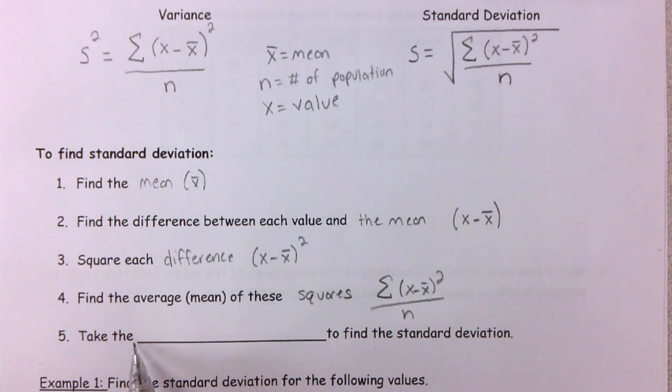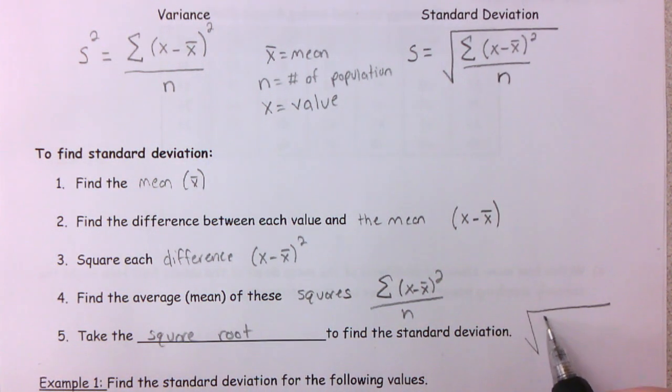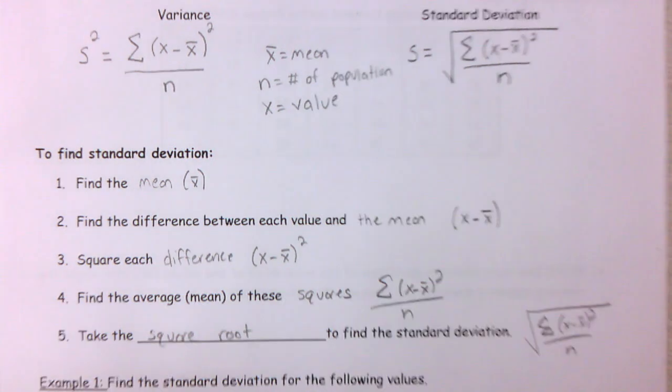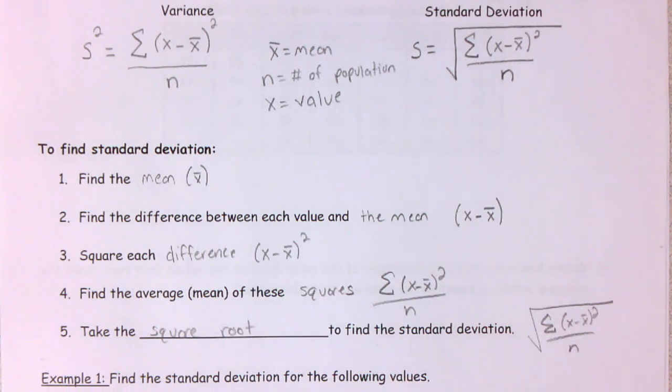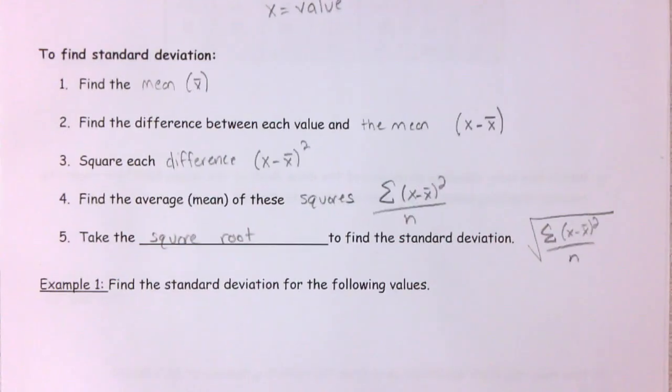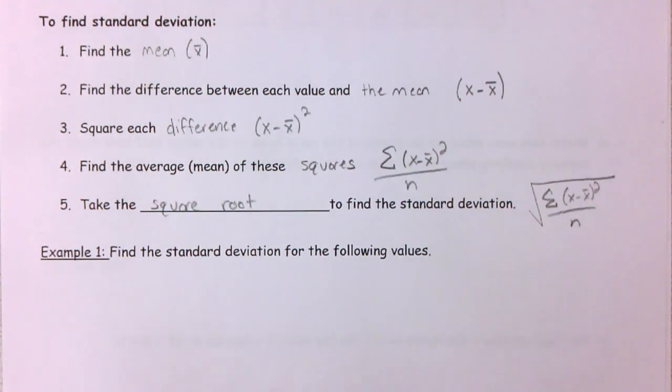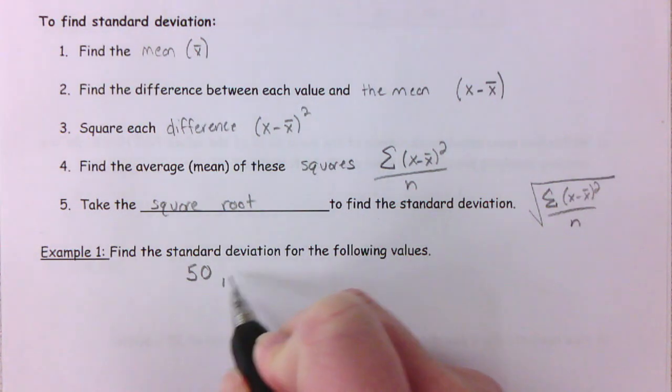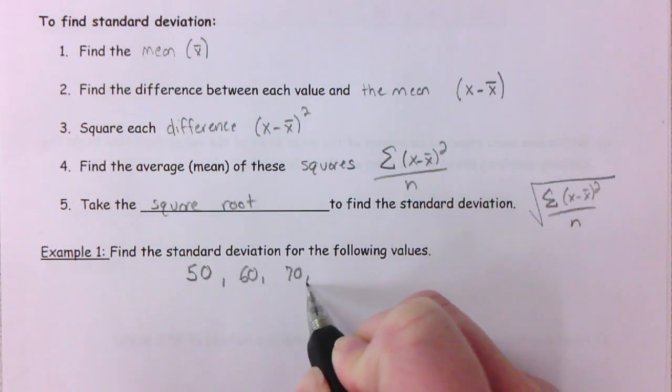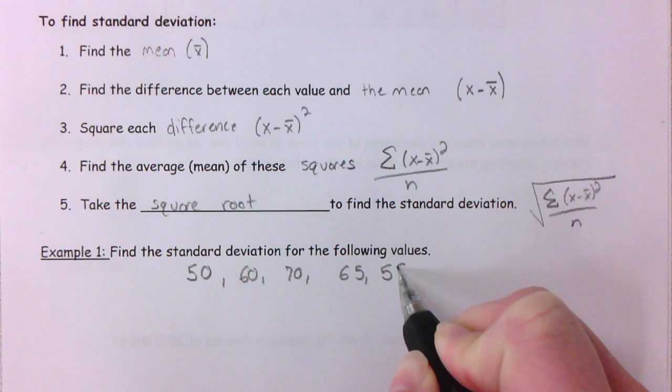Okay, so that will give you the variance, but then if I want to find the standard deviation, I have to take the square root. Okay, and then that would be the square root of the whole thing, giving us our whole formula. Okay? So we'll look at an example to see how all of these things work. It's really not that complicated once you see an example. So our values are 50, 60, 70, 65, and 55.